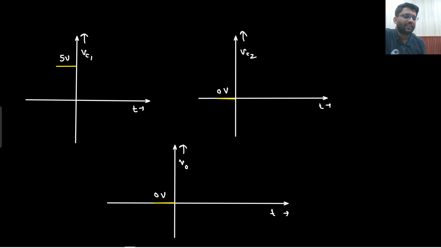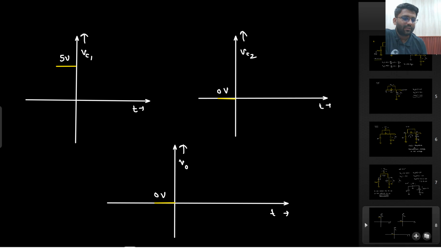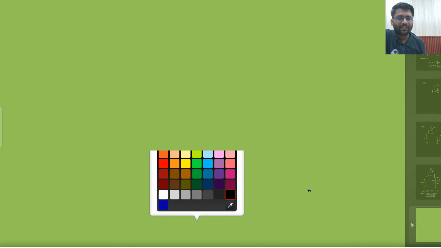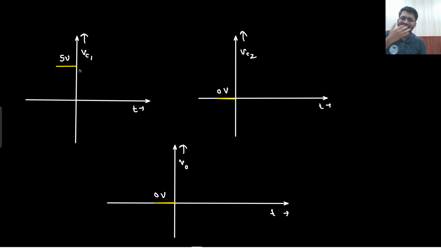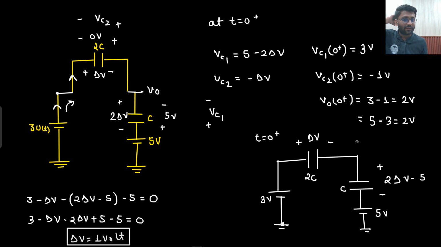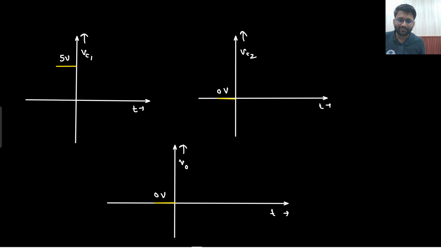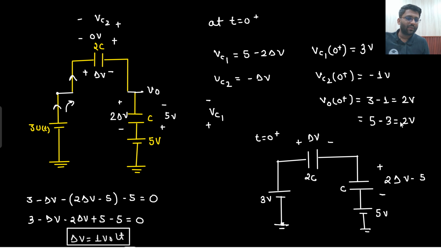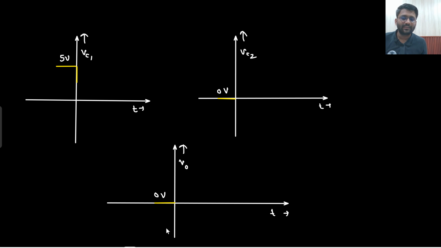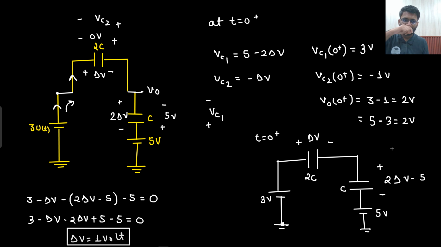That was the biggest matter of concern. Okay. If they want to ask this particular question, that means they are asking you the value at t equals 0 plus only. So there is a sudden change. 5 has suddenly gone down to 3 volt here. For Vc2, 0 has suddenly gone down to minus 1. And what about V0? It has suddenly gone up to 2 volt.